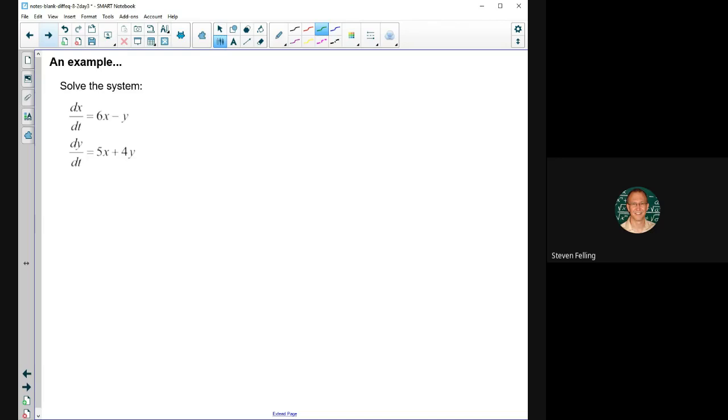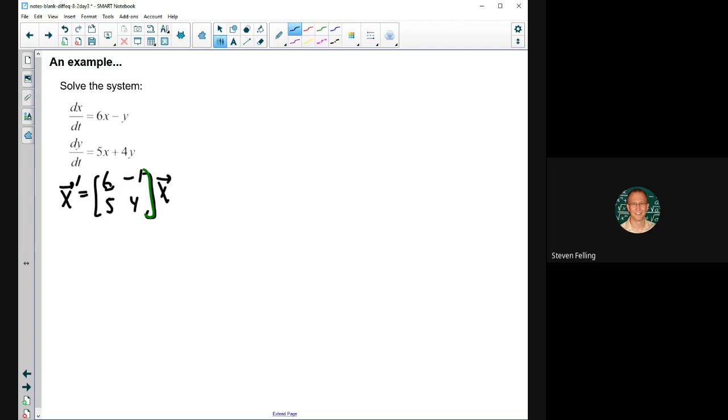All right, so here we have a system of just two differential equations, two unknowns. It's homogeneous. And first what we would do is represent this as a matrix. So let's go ahead and do that. The matrix here is going to be X prime equals the matrix 6, -1, 5, 4, times X. Okay, so there's the matrix. It's written in matrix form now.